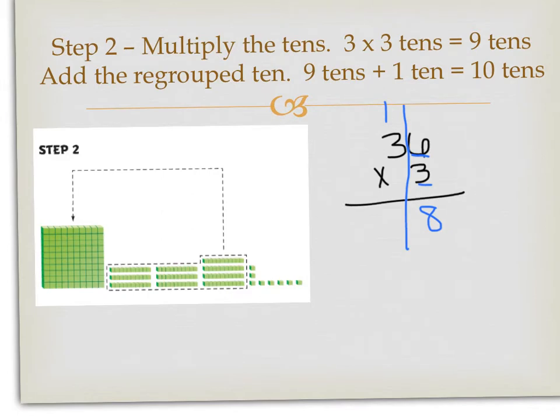For step 2, I'm going to multiply my 3 times my 3 tens. 3 times 3 tens is 9 tens, and I have to add that 1 ten that I regrouped to give me 10 tens, which in fact would be a total of 100. My answer for 36 times 3 is 108.